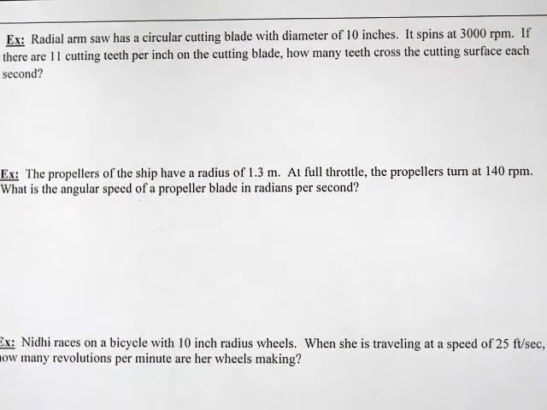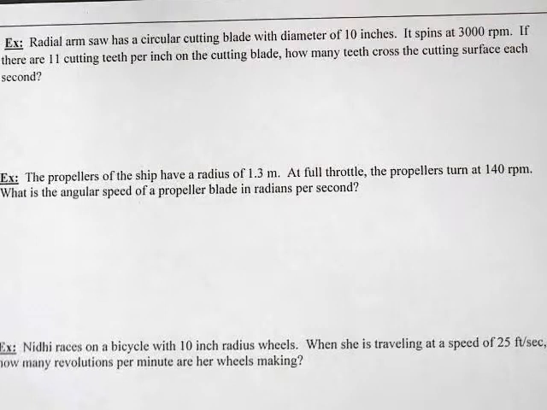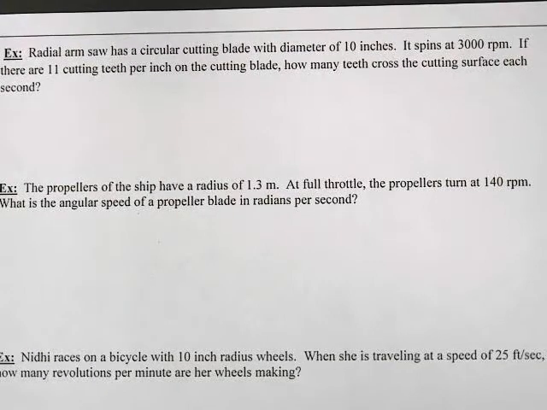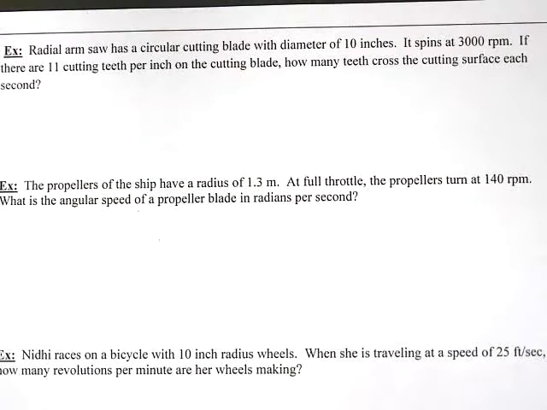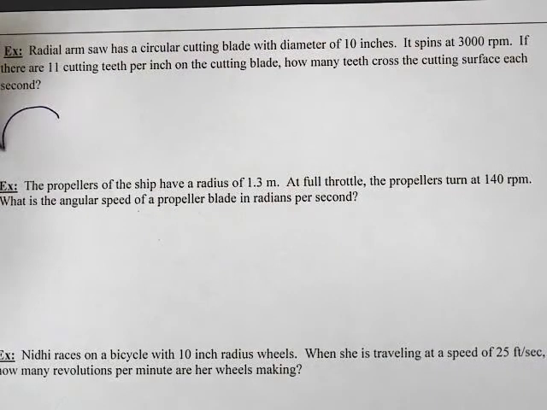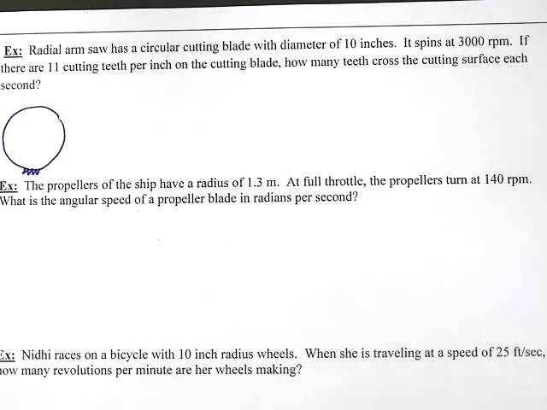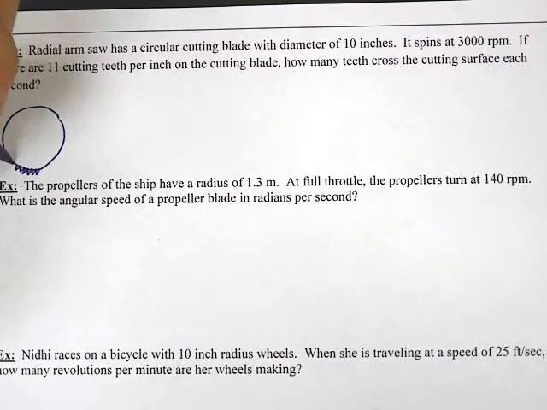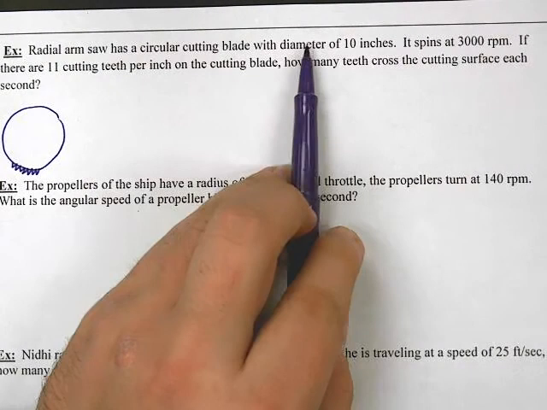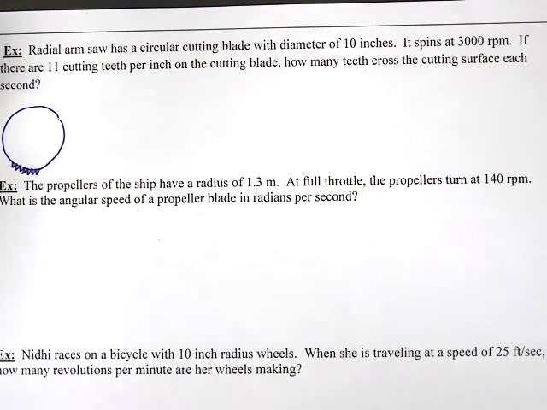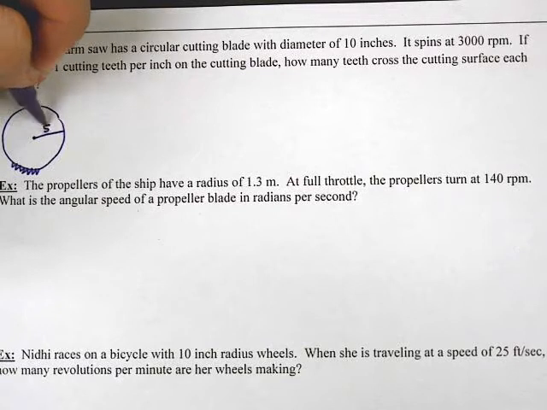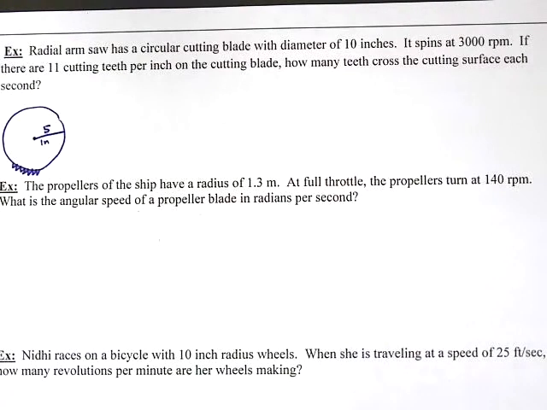So if we take a look at this, we have a saw with a circular cutting blade, diameter of 10 inches. So let's draw that right now. I'm not going to draw all of them, but we know a saw has all those teeth, right? That's what a saw is. Do we ever really want diameter? No, that's not really part of anything that we usually do with these formulas. So I'm just going to draw a radius of 5 inches. Hopefully you guys are good with that.